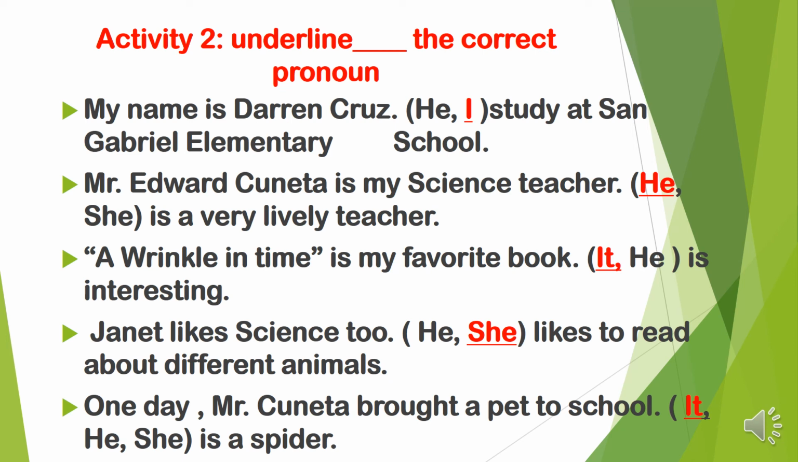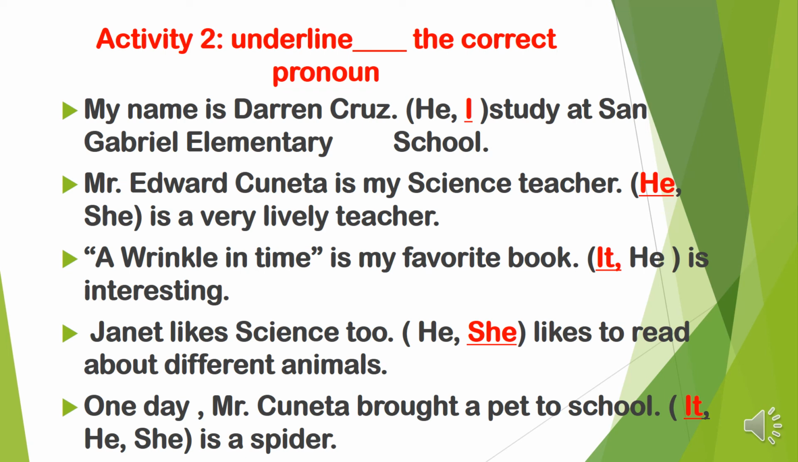One day, Mr. Cuneta brought a pet to school. Blank, it, he, she is a spider. Since Mr. Cuneta emphasizes that he brought a pet to school, pet means it's an animal. So we choose automatically, class, we don't choose he or she, but we choose it. Why? Because a spider, class, belongs to an animal, right? Okay, let us read.